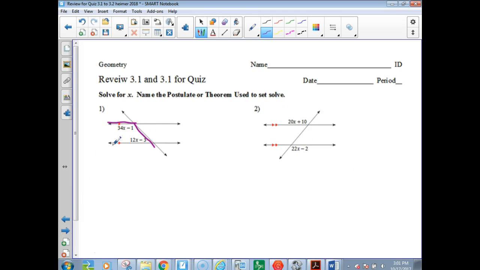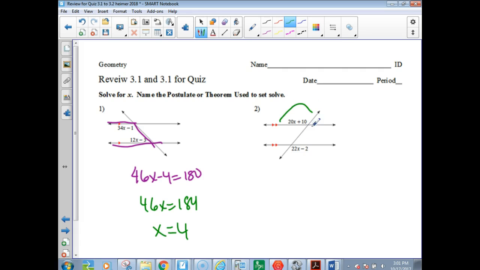Number 1 on the back, these are consecutive supplementary. You should have done 46x minus 4 equals 180. You should have solved it and gotten, I don't remember, 4. This one, I got to give the postulate. This would be parallel implies consecutive interior supplementary. This one, these are parallel implies alternate exterior angles congruent.